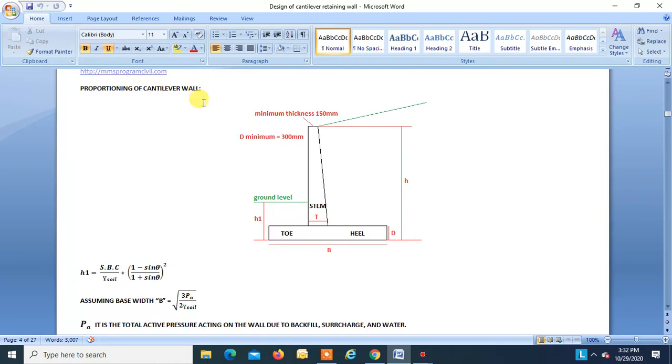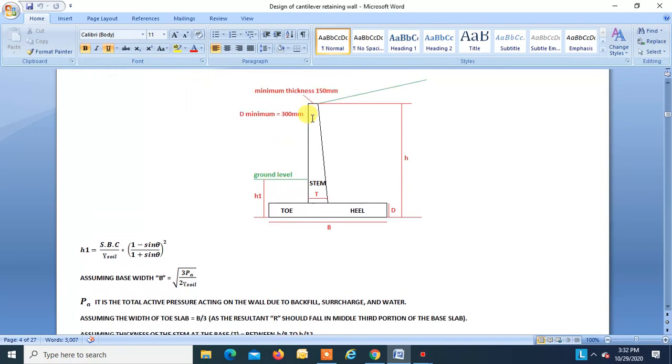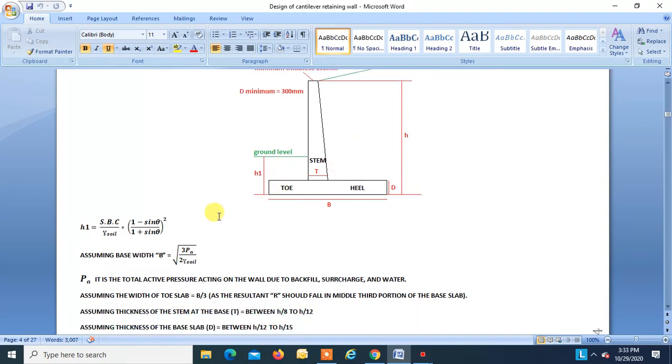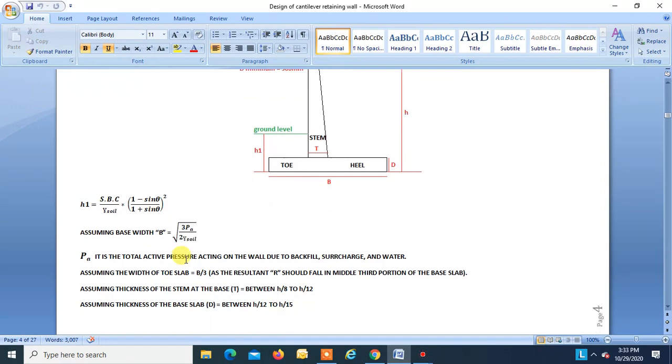Proportioning of the cantilever wall. This is our cantilever RCC retaining wall. h1 is the depth of the footing, given by this formula. Now assuming base width b, this is a thumb rule, you can use this formula and get a value of b.